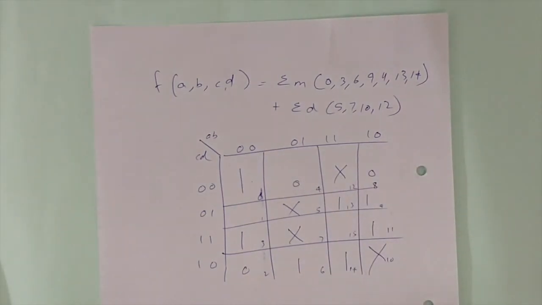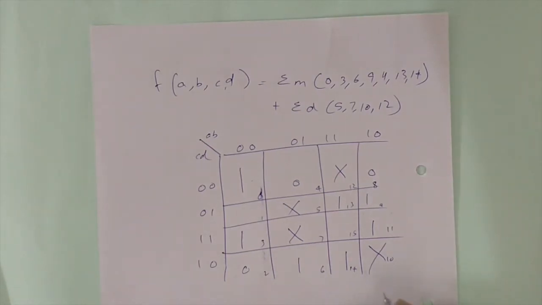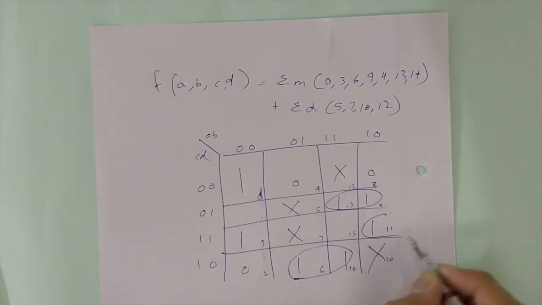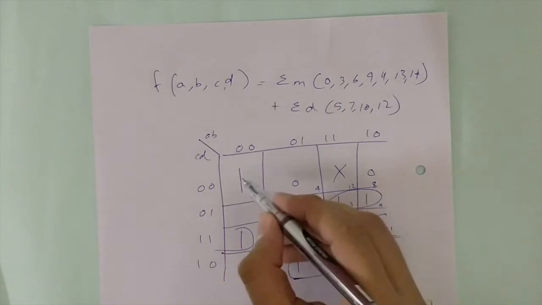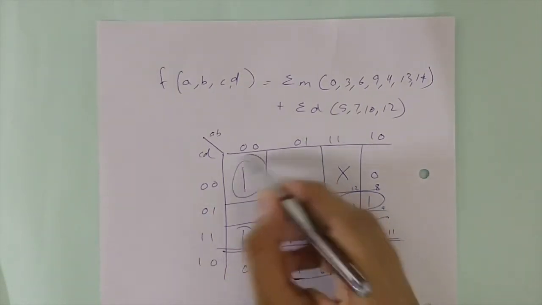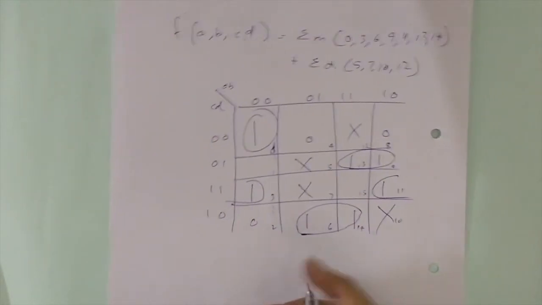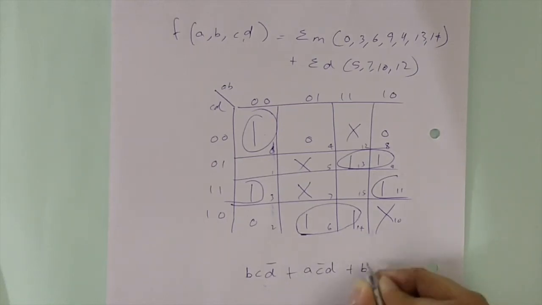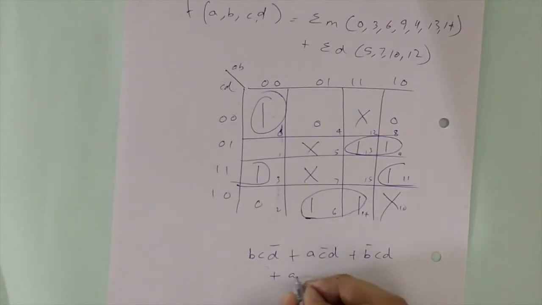Now, in order to simplify this K-map, we can pair this like this. We can pair this, and this has nothing to be paired with, so we'll just keep it as it is. And this will give us the equation BCD bar plus AC bar D plus B bar CD plus A bar B bar C bar D bar.